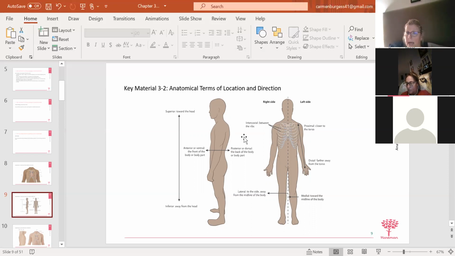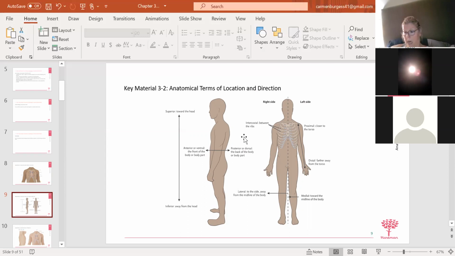Superior would be towards the head, and inferior is going to be away from the head. So you don't want to say up or down, because that's not going to be your point of reference. Just remember that if it's superior, it is towards the head, and if it's inferior, it's away from the head. Like when we study the heart, the superior vena cava is going to be up towards the head, and the inferior will be away from the head.